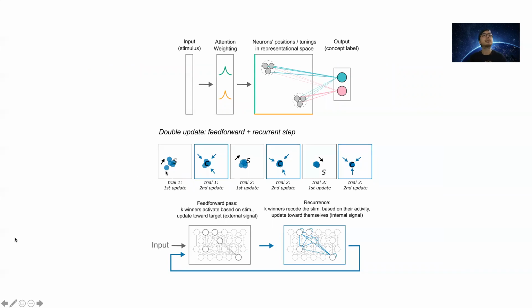So instead of just having this simple clustering update rule, which is on the first trial, you have a stimulus and K winners move towards the stimulus, we have an extra recurrent step. So this is where the K winners will move towards each other. And you can see that with this recurrence, over time, the K winners will kind of stick very closely to each other and form something like a set of concept cells or place cells, and with very selective tuning.